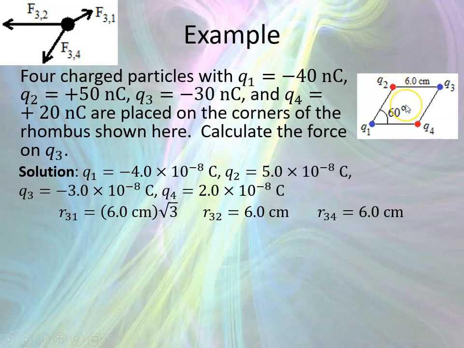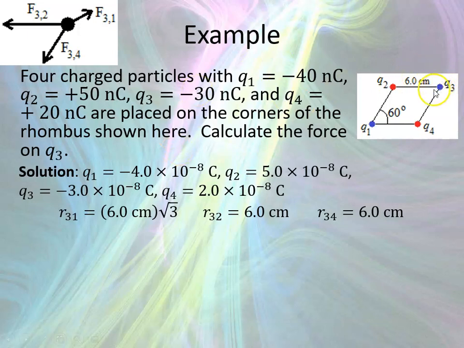In other words, the distance from either charge 2 or 4 to the midpoint of the rhombus is 3 centimeters. Well, that's a 30, 60, 90 right triangle. So we know about 30, 60, 90 right triangles. If the distance along the small base is 3 centimeters, then the distance along the bigger base, so to speak, is 3 centimeters times the square root of 3.